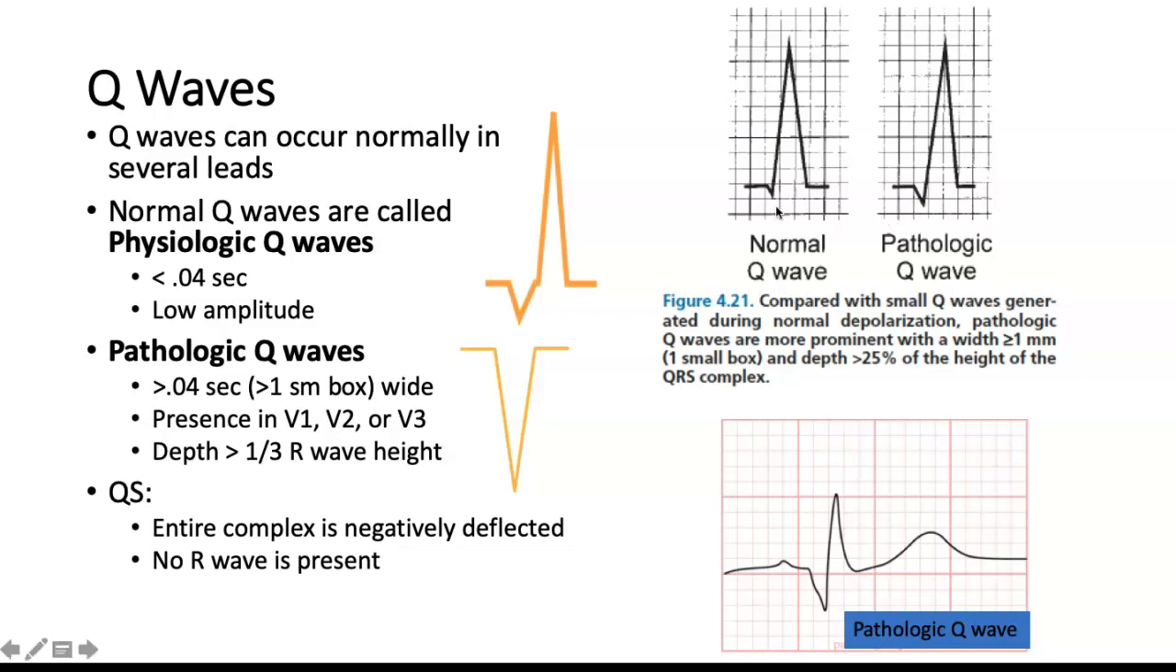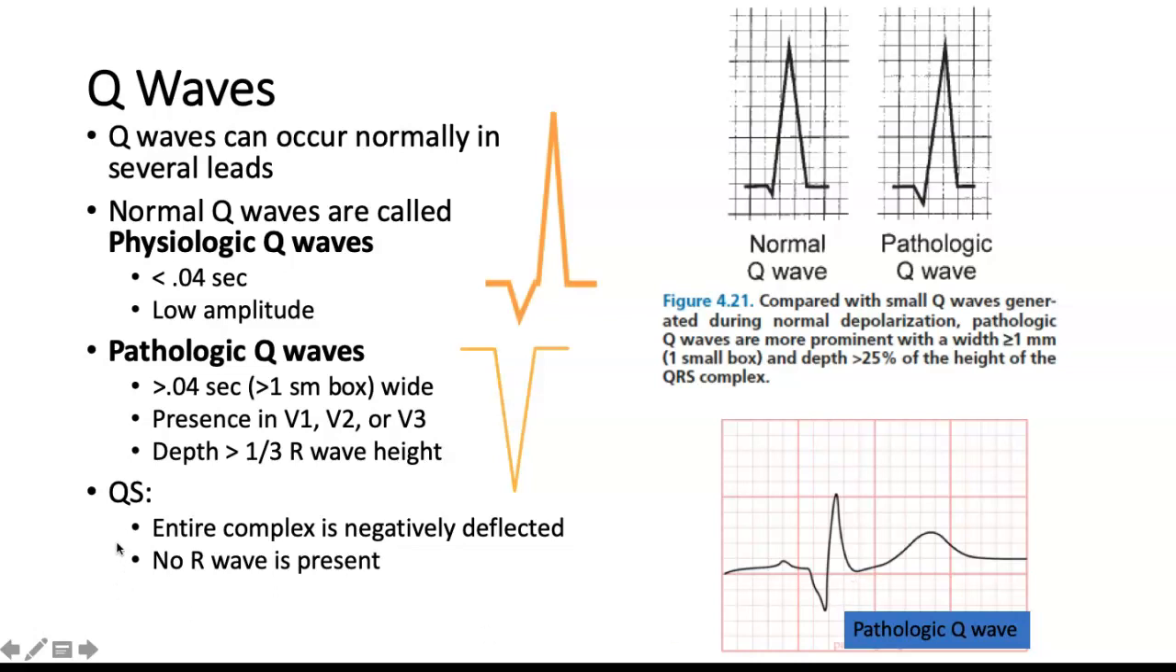So as you can see here, a normal Q wave is less than 1 big box, and the amplitude is not very high. A pathologic Q wave may be present, and it's usually wider, or at least 1 small box wide. Here's another example of a pathologic Q wave. This is greater than 1 box wide, and it's greater than 1/3 the amplitude of the R wave height.